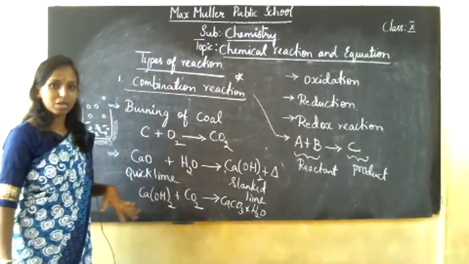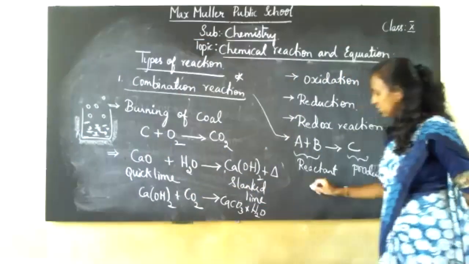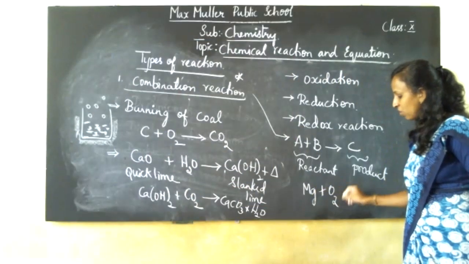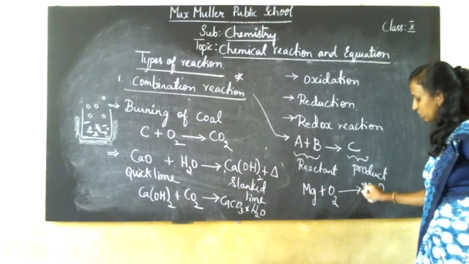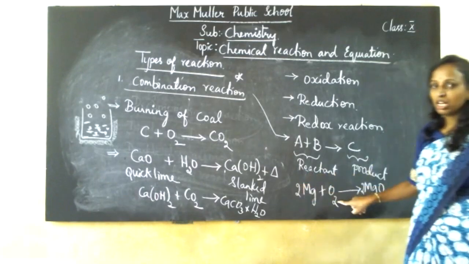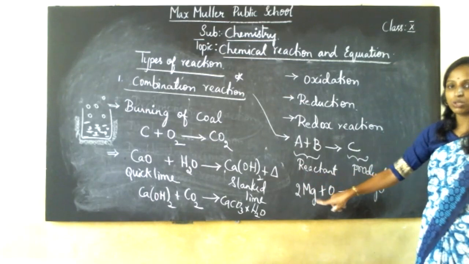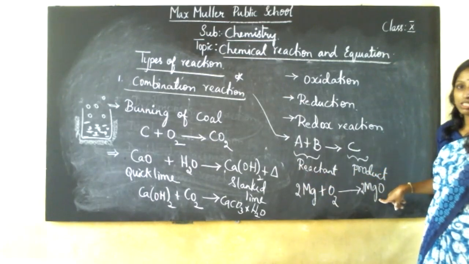I can give you an example which we discussed in your last class, children. When magnesium is burnt in the presence of oxygen to give magnesium oxide. Two or more reactants reacting together to give you a single product is called a combination reaction.